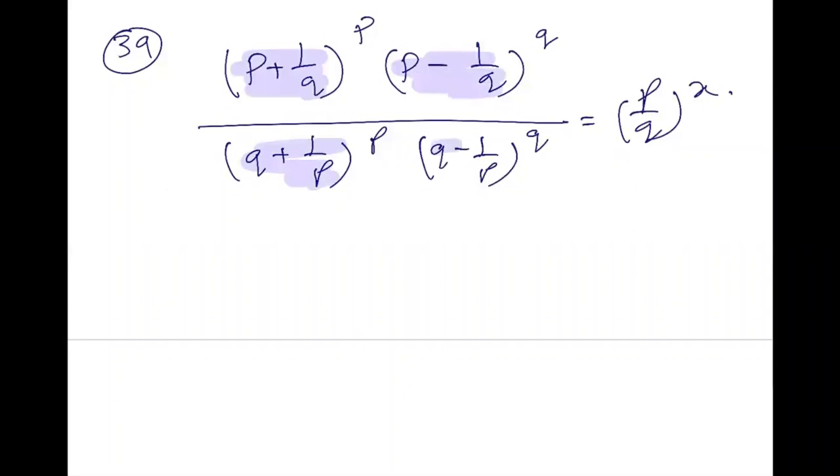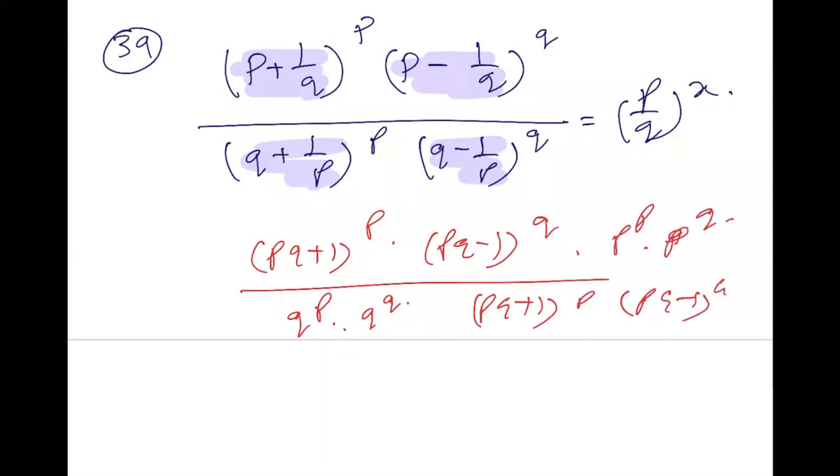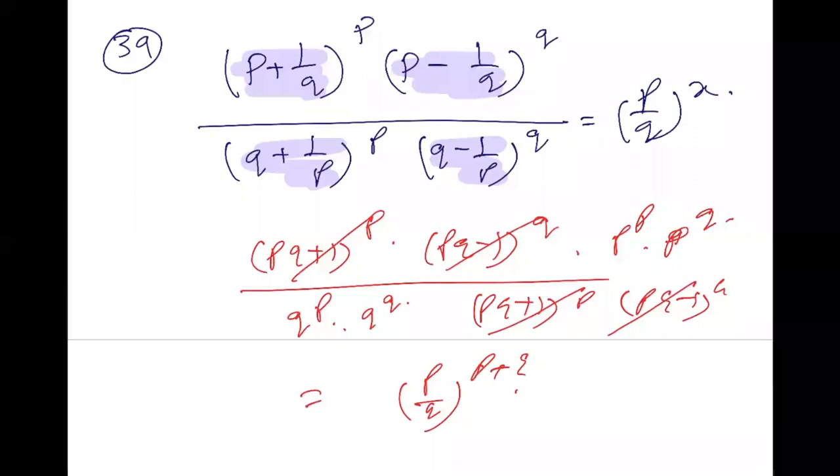See, this is given, right? And this is given, right? In every way, you have to just take the LCM and go ahead with this, like PQ plus 1 to the power P, PQ minus 1 to the power Q upon Q to the power P upon Q to the power Q, right, Q to the power P plus Q. Similarly, from this, PQ plus 1 to the power P, PQ minus 1 to the power Q into P to the power P, P to the power Q. Cancelling out means P by Q to the power P plus Q. Directly you are getting this. X is equal to P plus Q.